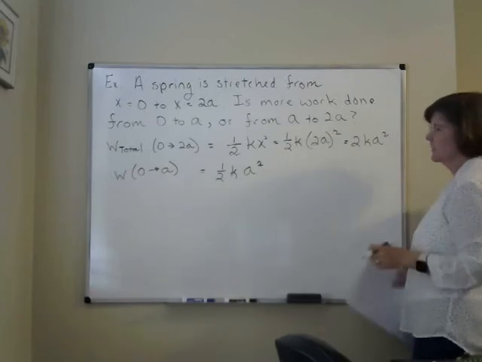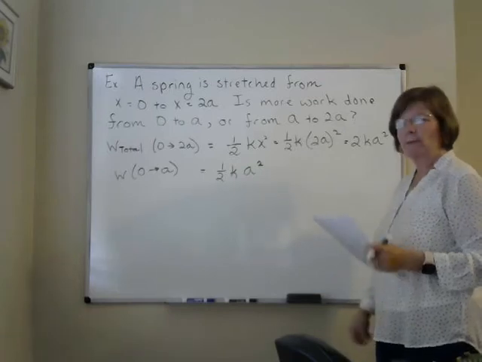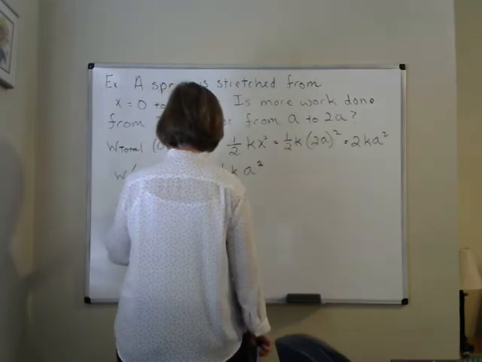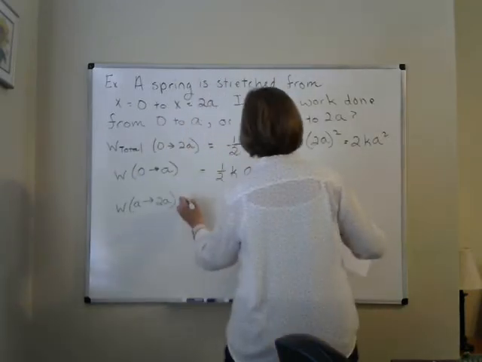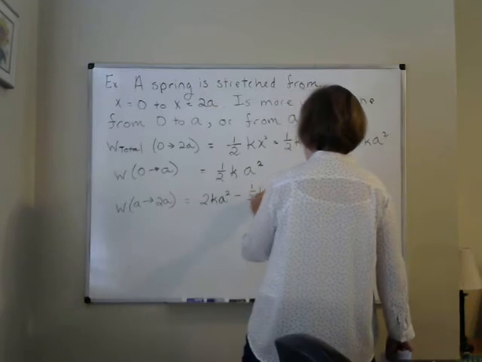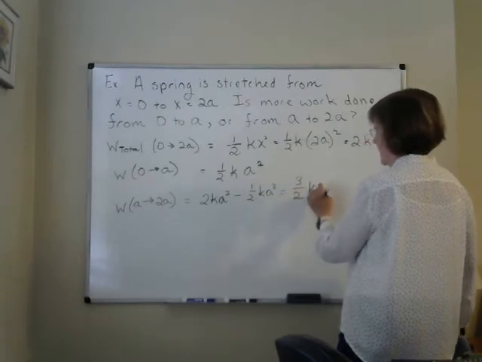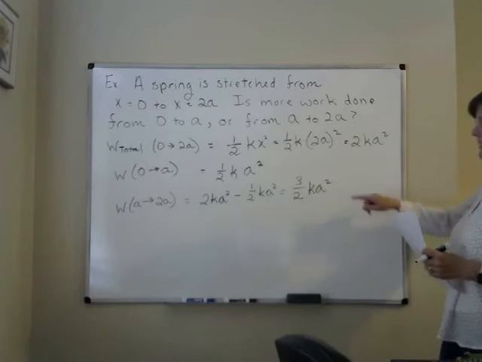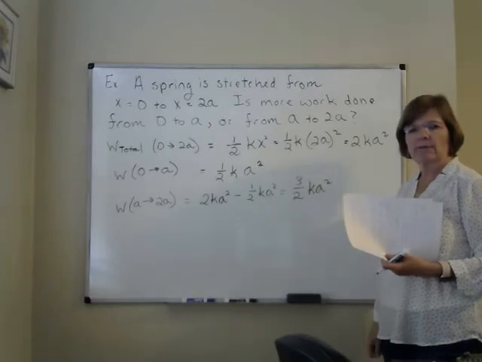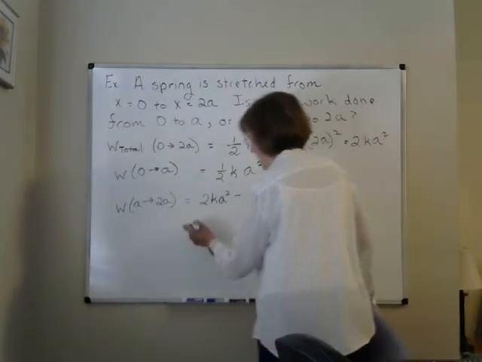Oh, notice 2ka squared is a lot bigger than 1/2 ka squared. In fact, it's 4 times bigger. If I want to know the work done going from a to 2a, it would just be this total 2ka squared minus the 1/2 ka squared. And you would see that second half was 3/2 ka squared. So notice the work done in the second part is 3 times as large as the work done in the first half. If we look at the picture, that's actually easy to understand.